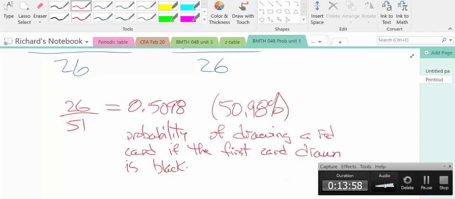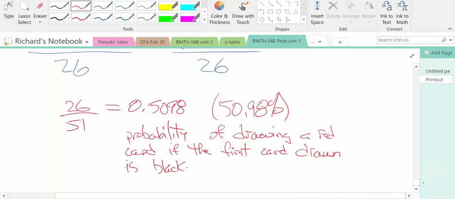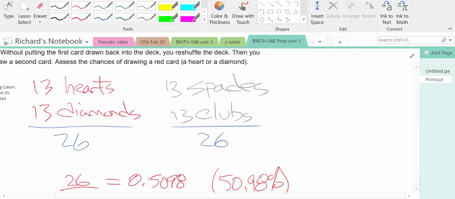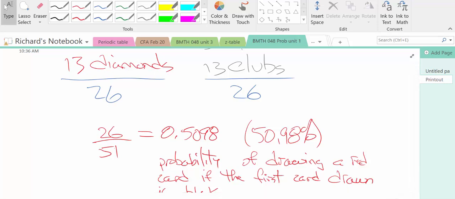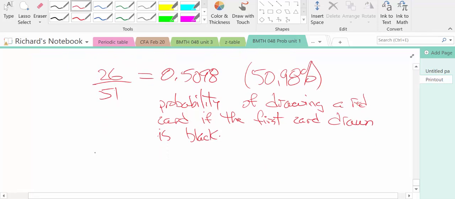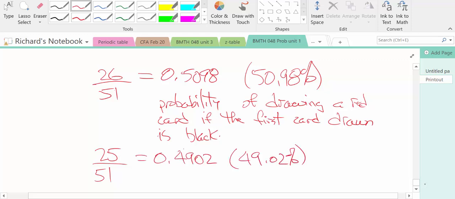So what if the first card drawn is red? Well, that means there are only 25 red cards left in the deck. So if the first card drawn is red, the probability of the next card drawn being red is as follows. You only have 25 red cards left in the deck, and in total there are only 51 cards left because you've already removed one of them. So the probability is 0.4902, or 49.02%, of drawing a red card if the first card drawn is red.